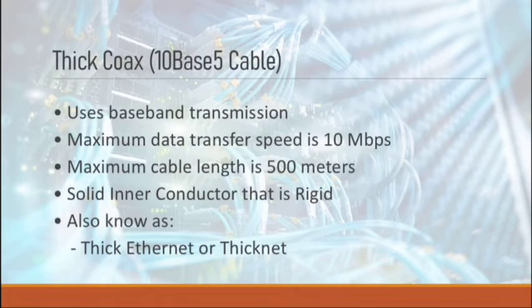Thick coax or 10Base5 cable uses baseband transmission. The maximum data transfer speed is 10 Mbps. The maximum cable length is 500 meters. Thick coax has a solid inner conductor that is rigid. It is also known as thick Ethernet or thicknet.